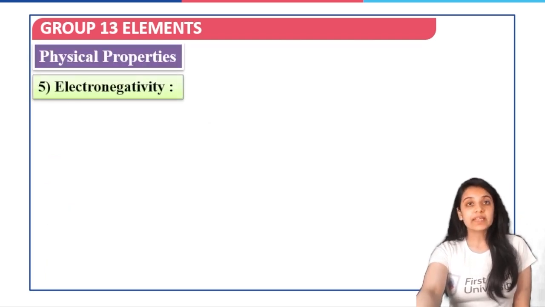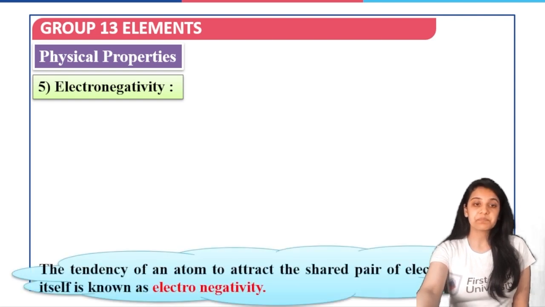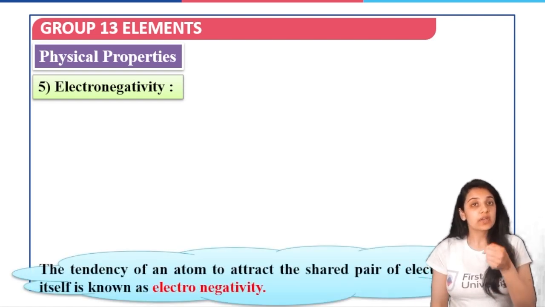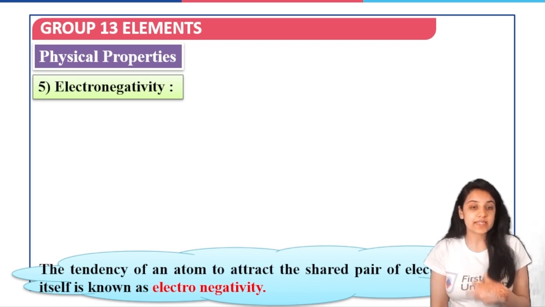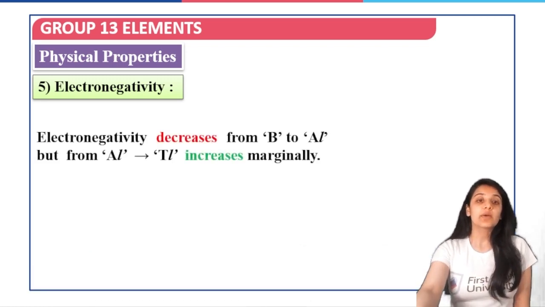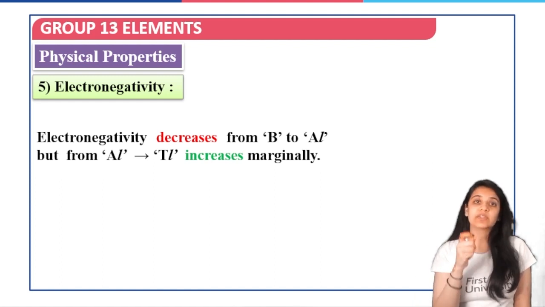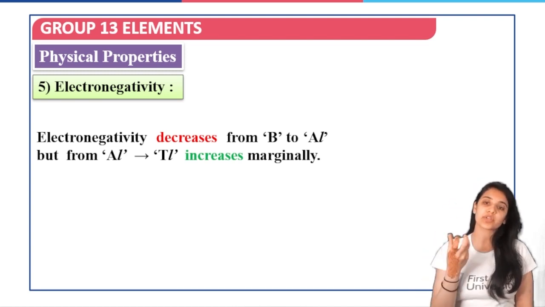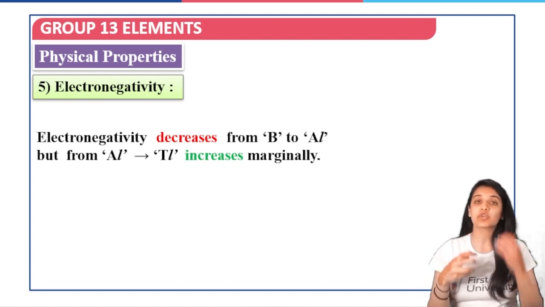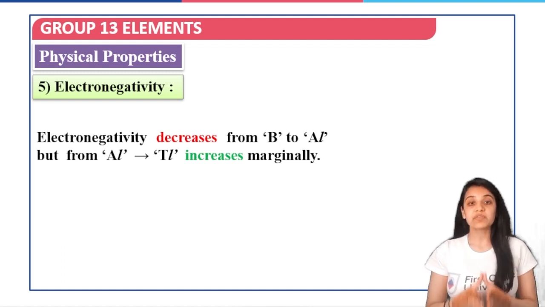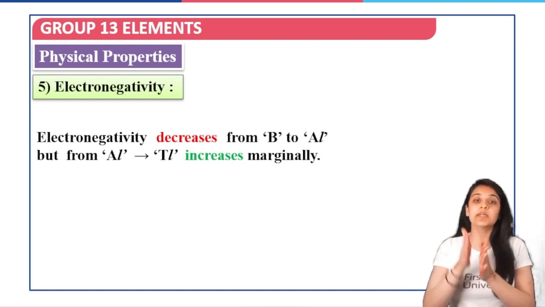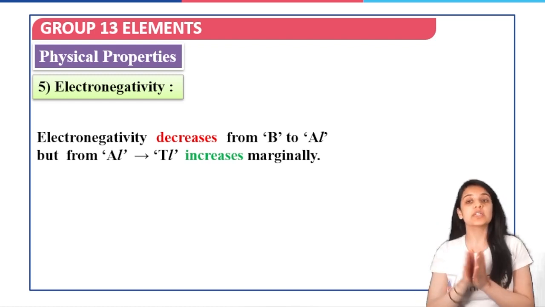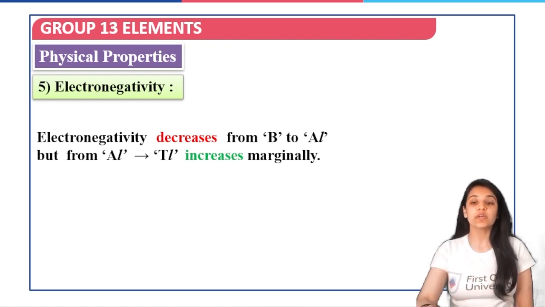next physical property that we are going to talk about is electronegativity. Now, what is electronegativity? The tendency of an atom to pull the shared pair of electrons towards itself is known as electronegativity. Now, as we talk about the electronegativity trend from boron to aluminium, the electronegativity decreases because down the group as we go, the size is going to increase and the tendency to pull the shared pair of electrons more towards itself is going to decrease because electropositivity increases. But when we talk about aluminium to thallium, the electronegativity is going to marginally increase, just as we have seen in the case of ionization potential.